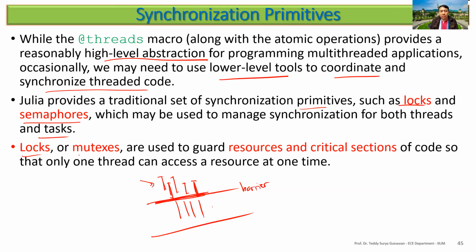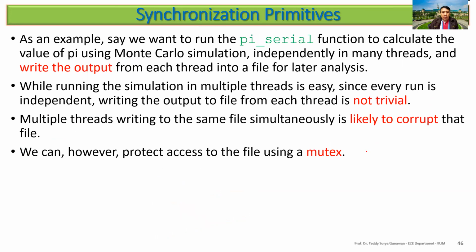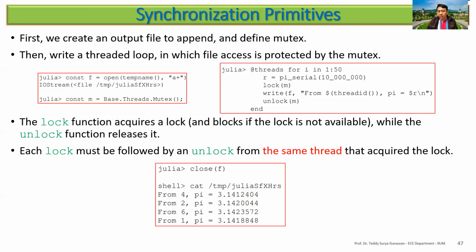We have locks, we have mutex. What is a mutex? The one that is locked is the one that can unlock. They are used to guard resources and critical sections of the code. Let's see if you are using the PySerials, and we write the output from each thread into a file for later analysis. When you're writing, you need to make it a critical section. Otherwise, if both threads write at the same time, you have a data race, or you're likely to corrupt the file. So we can protect it using the mutex.